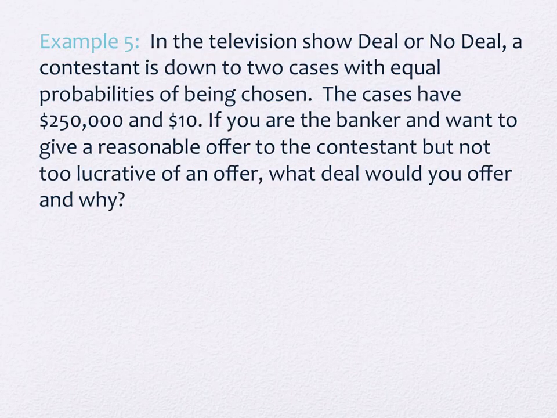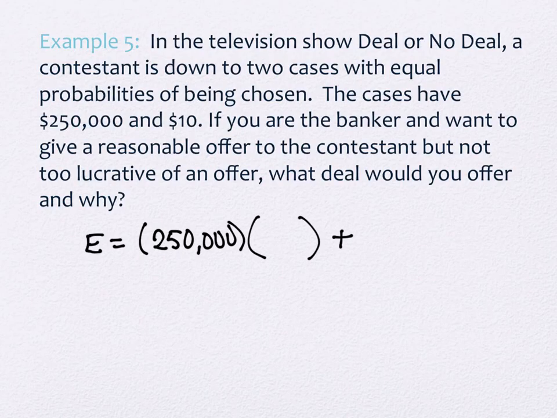Well, you want it to be about the average of the 2 cases, right? So here's our option. This is another expected value situation. One option is that they win $250,000, and there's a probability here. And then the other option is that they win $10. Their case has one of the 2. What's the probability that their case is the $250,000 case?